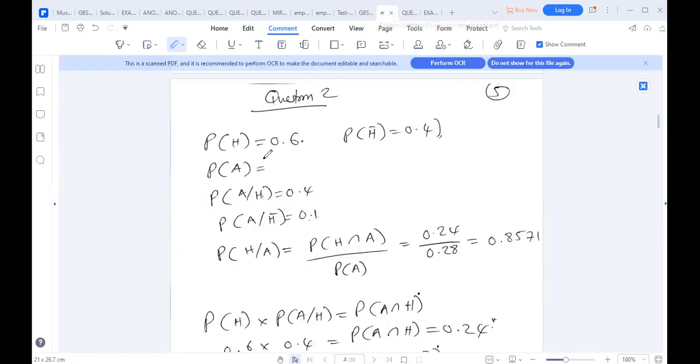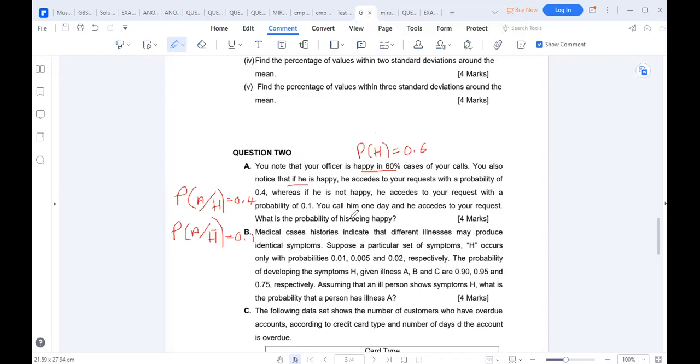This is a breakdown. So the probability that he is happy is 0.6, so meaning the probability that he is sad is 0.4. Is that clear? Then the probability that he accedes given that he is happy is 0.4, and the probability that he accedes even when he is not happy is 0.1. So remember, probability is very important to understand the narrative. The question is, you call him one day, he accedes to your request. What's the probability that he's happy?